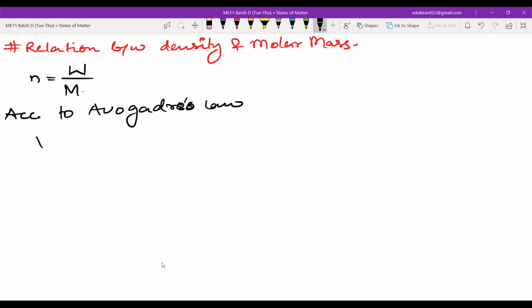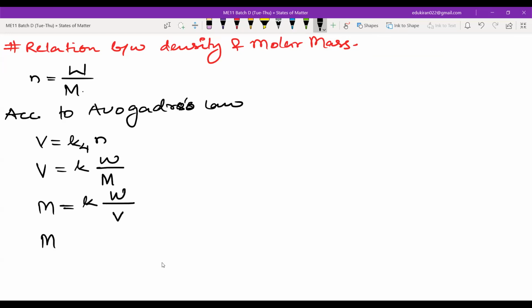we know that volume is equal to K4 into number of moles. This volume of gas is equal to K4 into number of moles. We can substitute the number of moles with the given mass of the gas divided by the molar mass of the gas, and we can replace the molar mass here. And this will be equal to K into the given mass of the gas divided by the volume of the gas. Here we can write molar mass is equal to K into the given mass by the volume, which will be density.